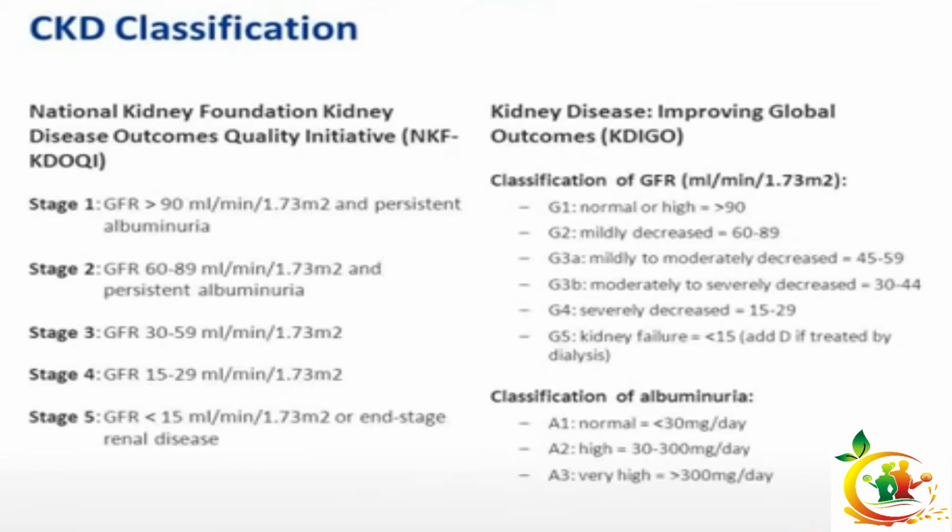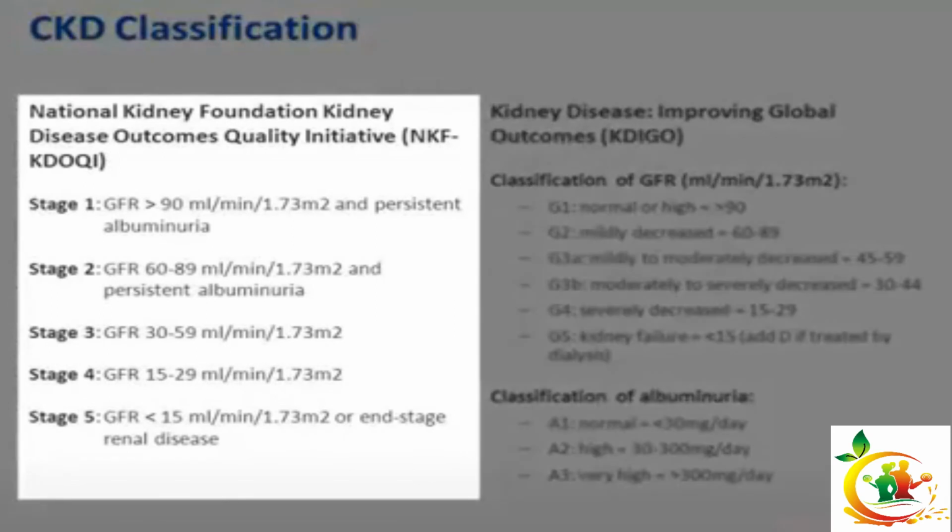CKD is classified by stages. The primary classification system has been outlined by the National Kidney Foundation's Kidney Disease Outcomes Quality Initiative, or KDOQI. Stage 1 CKD denotes an estimated GFR of greater than 90 with persistent albuminuria. Stage 2 includes GFR of 60 to 89 with persistent albuminuria. Stages 3 and 4 include GFR ranges of 30 to 59 and 15 to 29 respectively. A GFR of less than 15 represents stage 5 CKD, at which point renal replacement therapy may be under consideration.